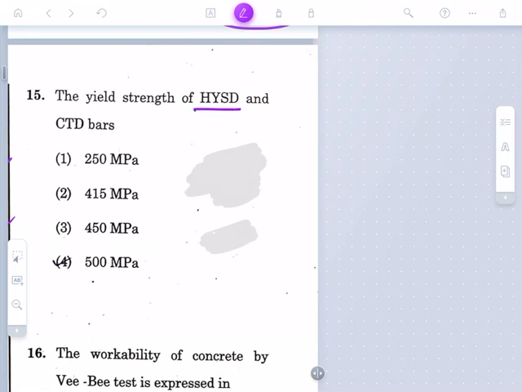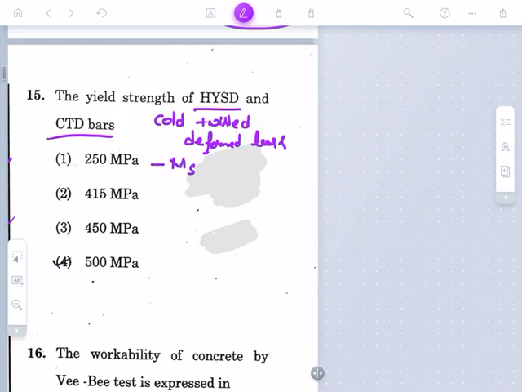The yield strength of HYSD and CTD bars. So what are CTD bars? Cold twisted deformed bars. Please make a note of this. So what are HYSD bars? Please do comment in the comment section. Fine. The yield strength of the HYSD and CTD bars is what they are asking.